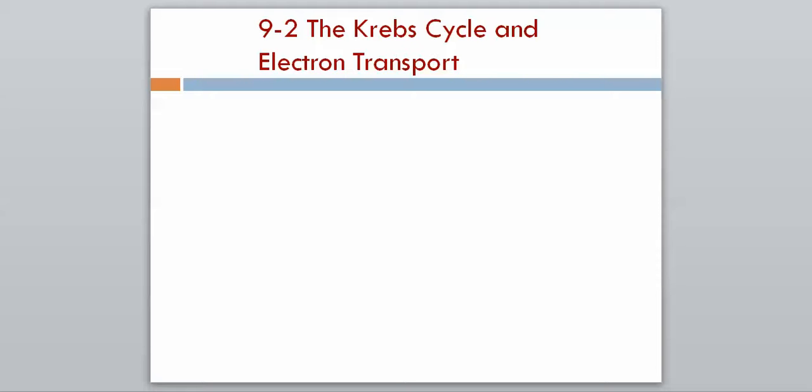Okay, hello Bio, this is Mr. B, and we are going to finish up our chapter on cellular respiration with this video. It's kind of a shorter chapter, it's only 2 sections, so we're going to get right into it. So we're going to take a look at our final steps of cellular respiration. We're going to look at the Krebs cycle and the electron transport chain.